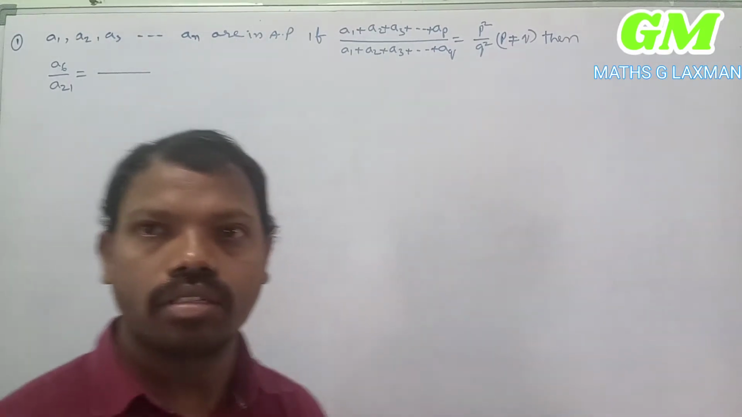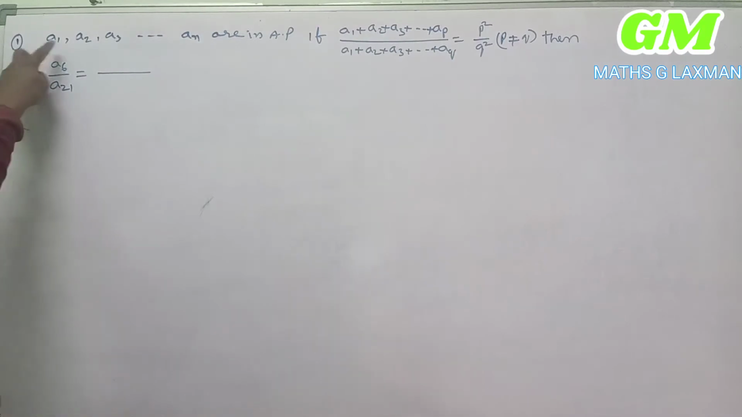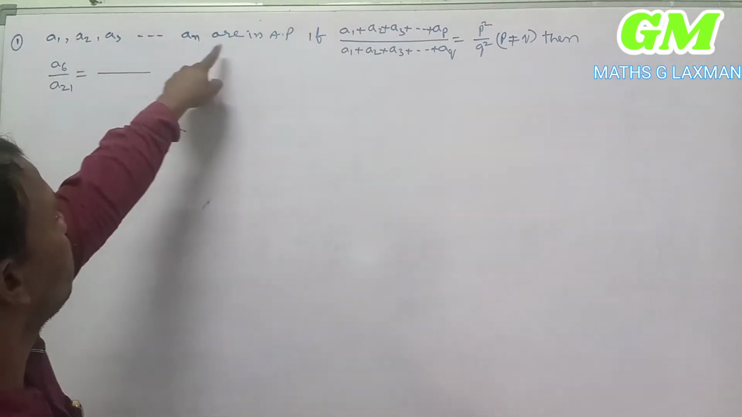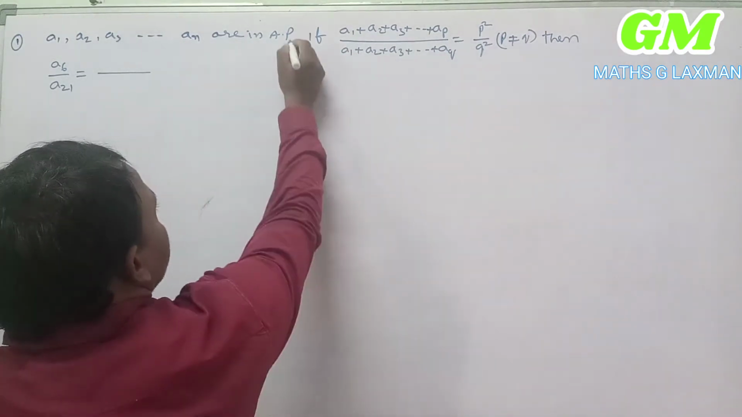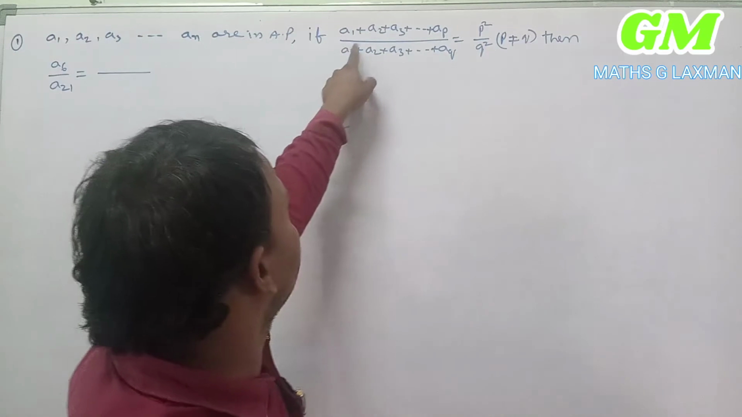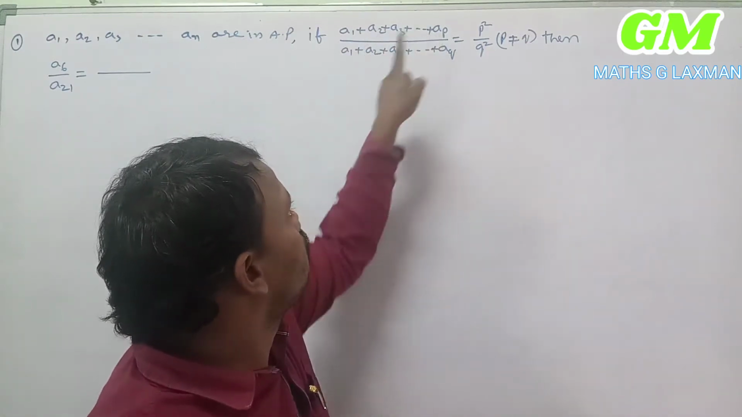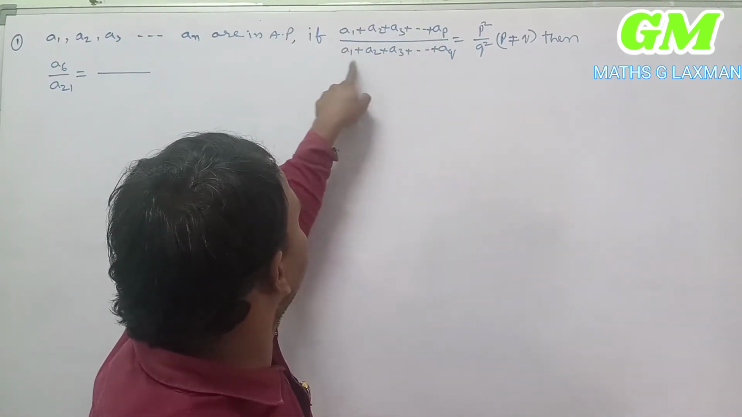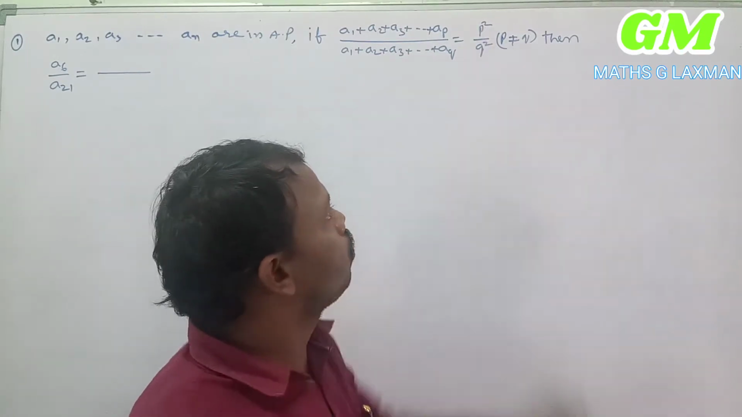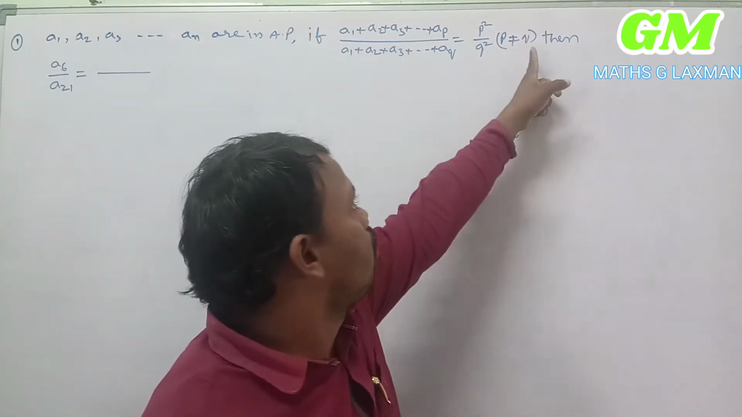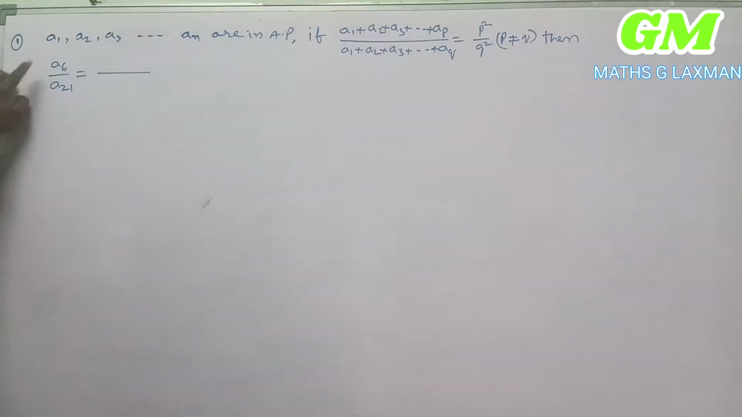Hello everyone. So here the question is that A1, A2, A3 and so on are in AP, or arithmetic progression. If (A1 + A2 + A3 + ... + AP) divided by (A1 + A2 + A3 + ... + AQ) is equal to P square by Q square, and P is not equal to Q, then what is the value of A6 by A21? So we need to find out the value of A6 by A21.